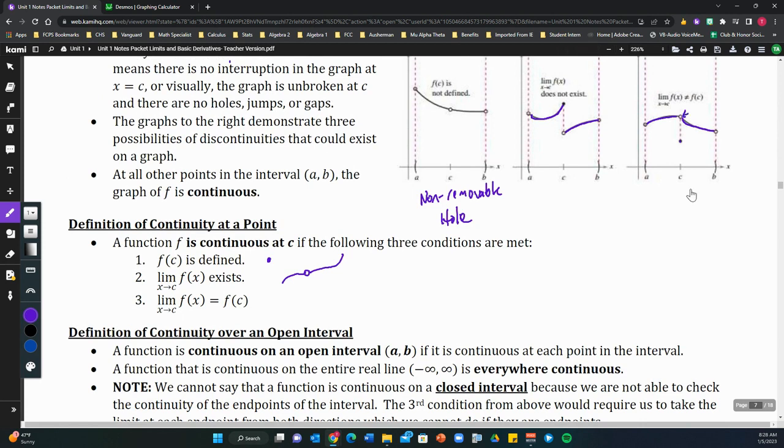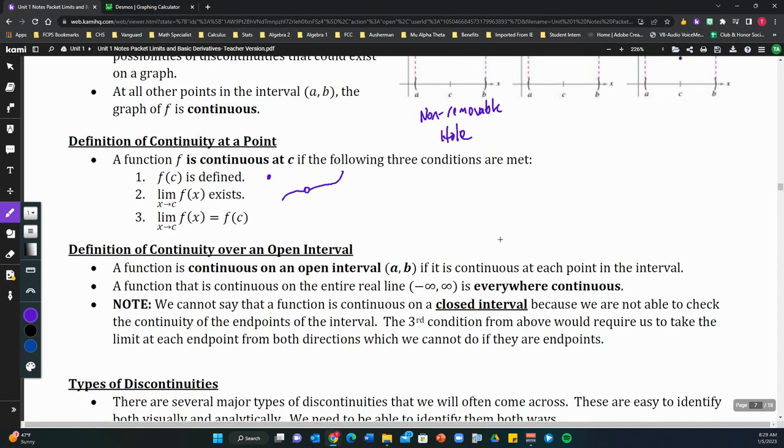It would be approaching this y value, but that is not the function's value at x equals c, because that is this other defined point. So these two conditions both have to be true, but one doesn't imply the other. That's why we have this third condition. It's a way of combining the first two to guarantee that the function ends up being continuous.